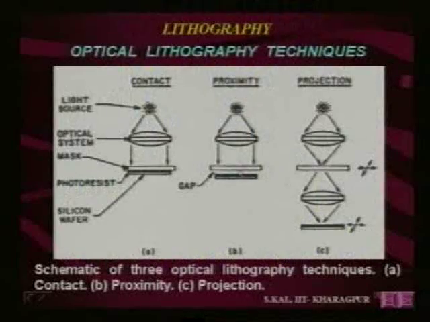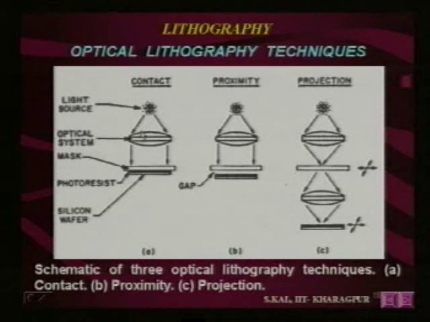So the next technique is the proximity technique. In the proximity technique, all the systems are the same as the contact technique, except that the mask plate and the photoresist coated wafer are separated by a small gap even during the exposure mode. During alignment mode, obviously the gap should be maintained because we are moving the wafer in different directions for getting good alignment with the mask.